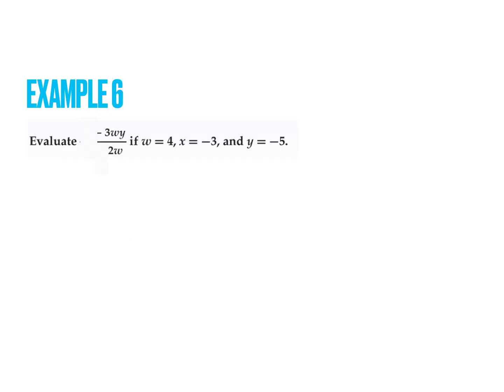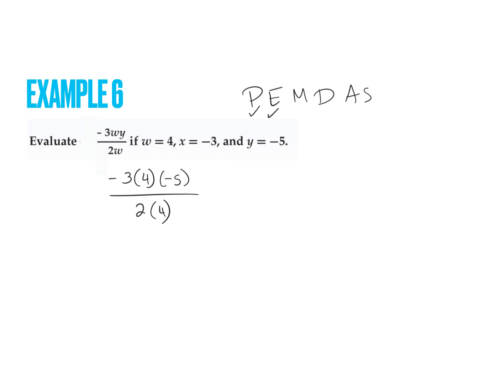Example 6 is negative 3wy over 2w. So if you plug those numbers in, we get negative 3, 4, y is negative 5 over 2 times 4. Now, again, following the order of operations, I'm just going to write it here. Parentheses, I have no parentheses, so I can keep going. Exponents, I have no exponents, so I can keep going. Multiplication, I do have multiplication, so I'm going to go ahead and solve it.